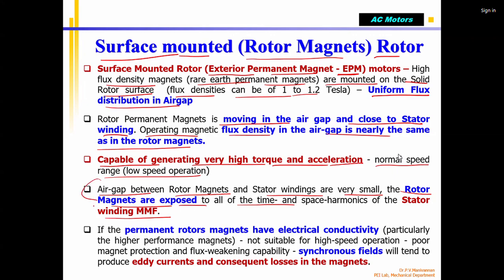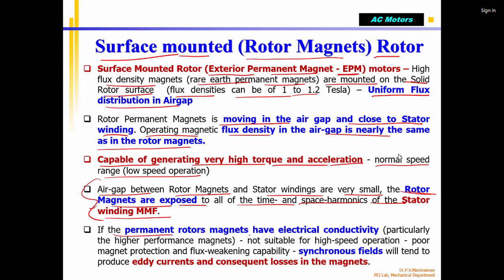So that's what we are talking about. The air gap is very close, and the permanent magnet rotor in a surface mounted motor is continuously exposed to the stator magnetic field. It cuts the stator magnetic field at all times and creates harmonics inside the rotor magnets, and the rotor magnet becomes weak after a few months or few years. That's why you should not run this at higher speed. It is low speed operation.